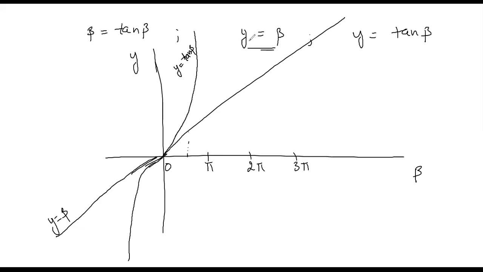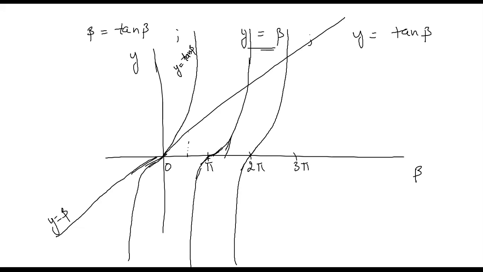The second curve would come for the tangent beta. At 3 pi by 2 it will again go to infinity, at pi it will be 0, and then it would go something like this. At 5 pi by 2 it will be infinity, at 2 pi it will be 0, and it would go something like this. And the points where both of these lines intersect each other, those points will be your solution to this equation, right?